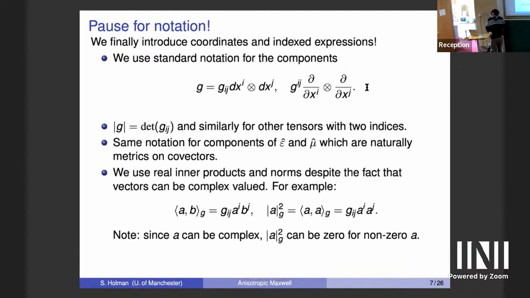Okay, another point which is important is that we use this inner product notation for taking the inner product with respect to a metric G of two vectors A and B, and also the norm. And there's no complex conjugate of these. So these are the real inner product and norms, the ones that you would use if you only had real vectors. But actually, we deal with complex vectors, meaning, for example, that this notation, which may even look like a norm, could be zero.